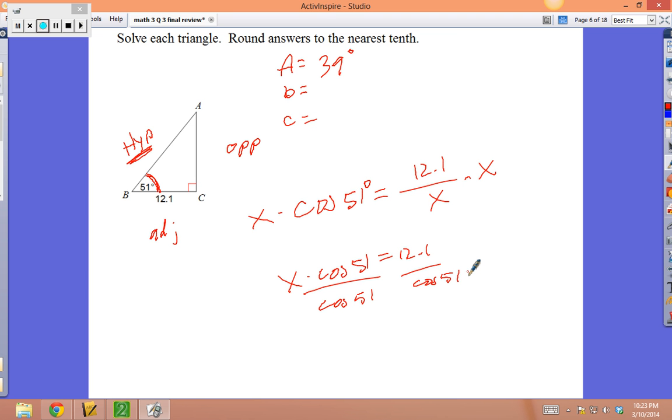So 12.1 divided by the cosine of 51. And I am at 19.2. So that's the hypotenuse, that's little c. Little c is 19.2.